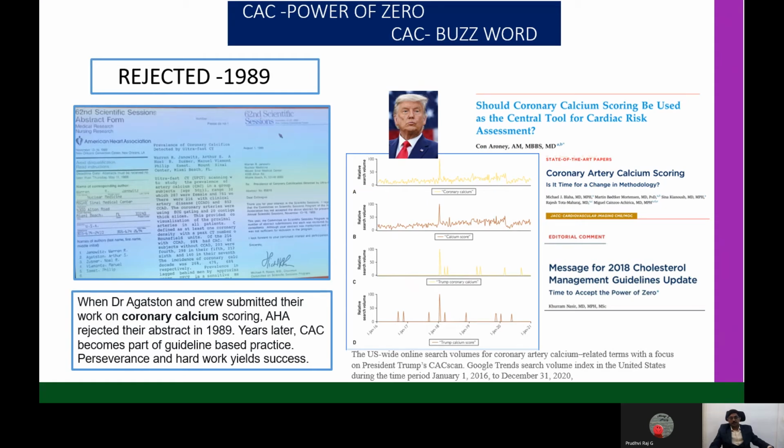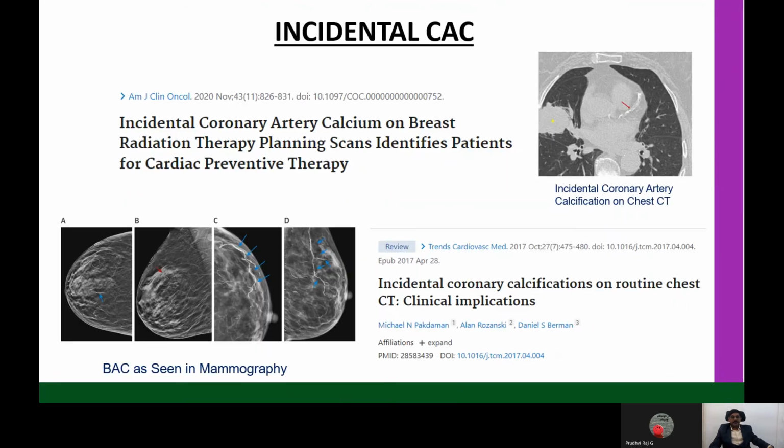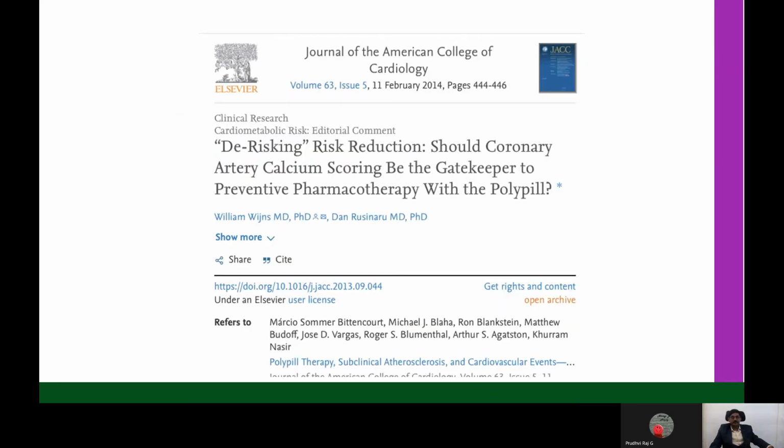So sometimes, this is a Trump effect. Sometimes you need celebrities to make an investigation popular. And this is non-gated. You don't need gated ECG and complex algorithm, visual calcium, and in the non-gated ECGs and the incidental CAC and the CT, routine CT chest, and the breast cancer patients probably picks up some patients who have coronary artery disease.